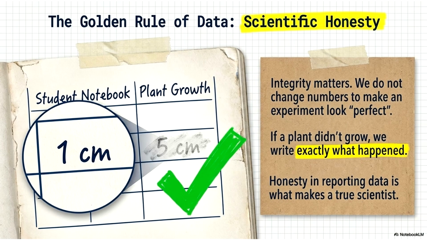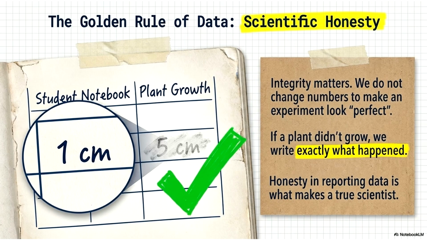Scientists always tell the truth about their results. This is called scientific honesty. If a plant grows only 1 centimeter, we write exactly 1 centimeter. We do not change the number to make the experiment look better. Scientists record what really happened, even if the results are not what they expected. Being honest helps other people trust the results. A true scientist always reports facts, not made up information.